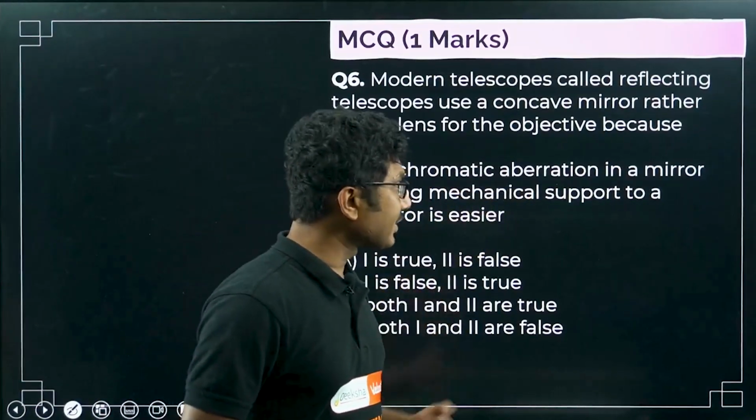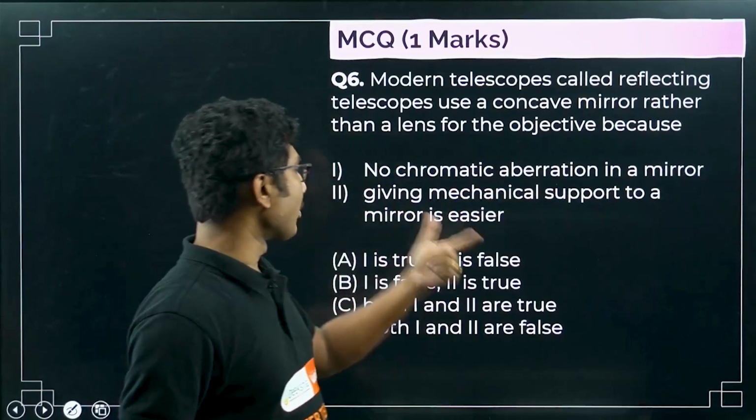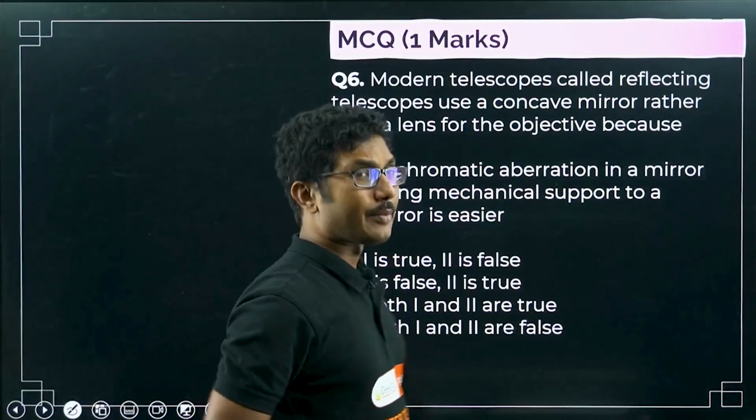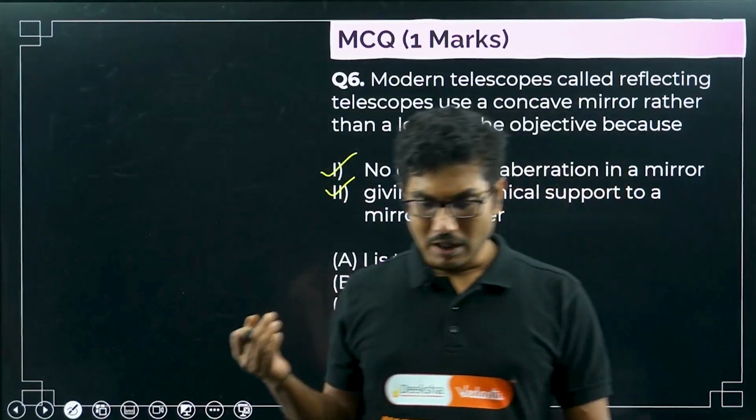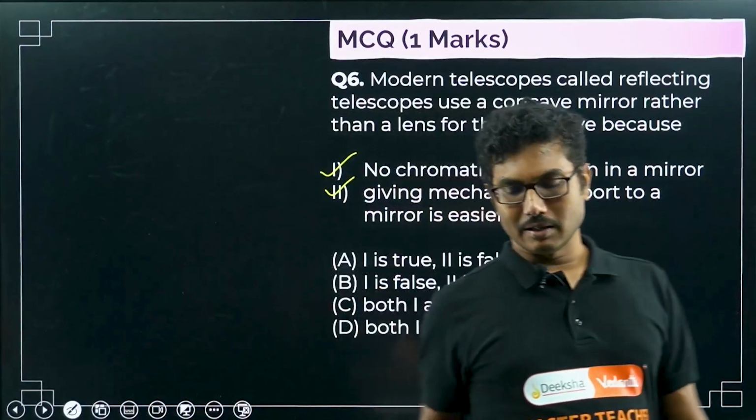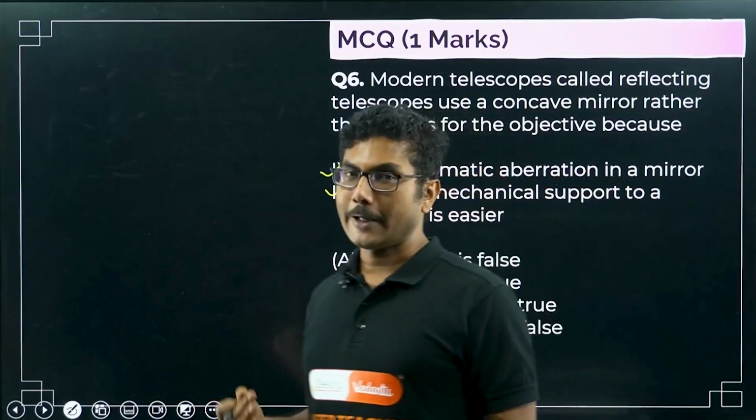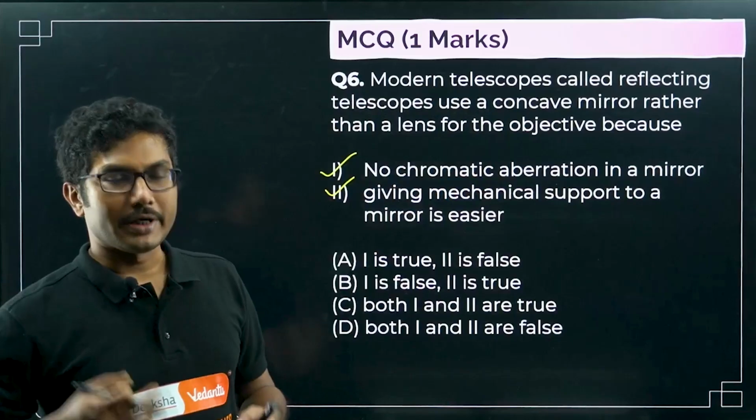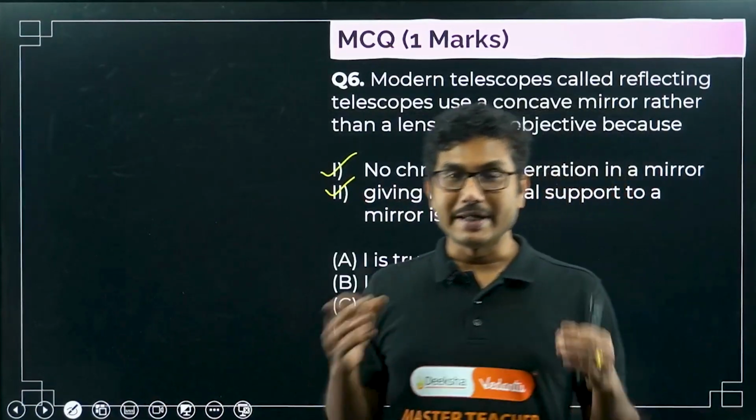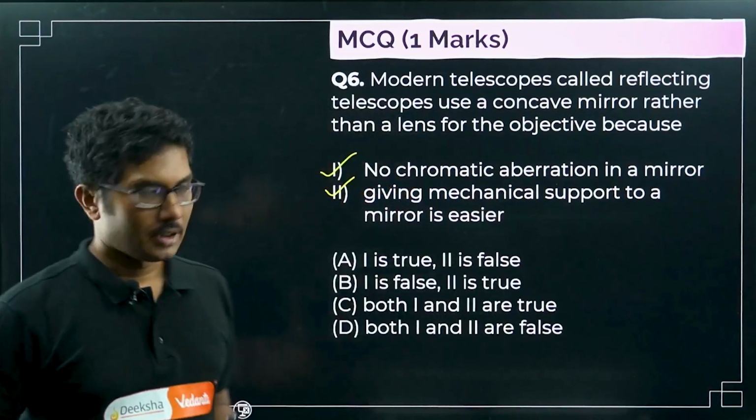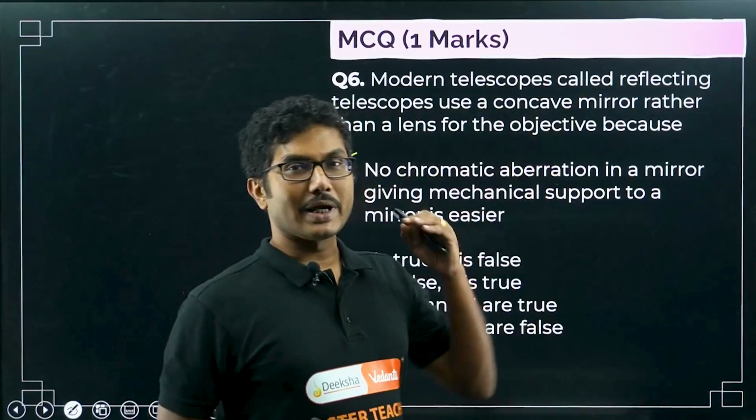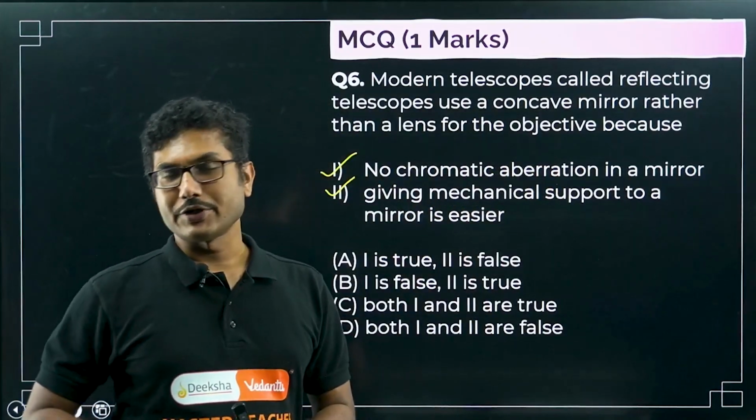No chromatic aberration in a mirror, giving mechanical support to a mirror is easier. Both options are correct. Okay, chromatic aberration is prevalent in case of lens because refraction is happening, and we know that different wavelengths bend differently. So if you are using white light or any colored light mixed with two different colors, then there will be splitting of the colors, that is called chromatic aberration. Okay, that thing does not happen in case of reflection. So basically you can just eliminate the chromatic aberration completely.